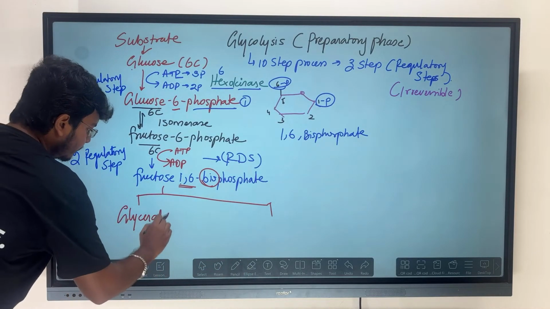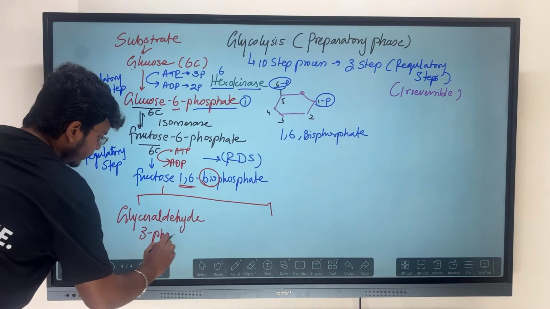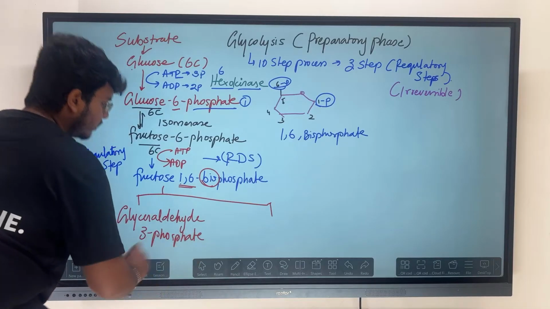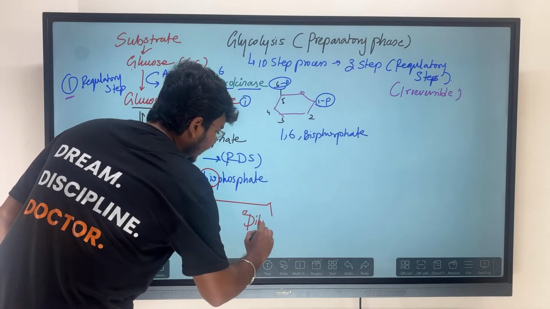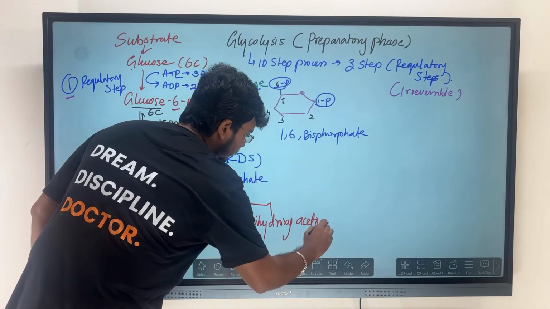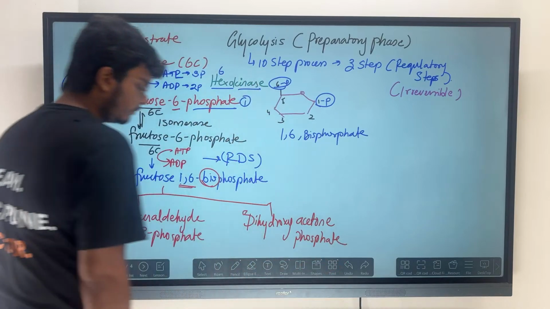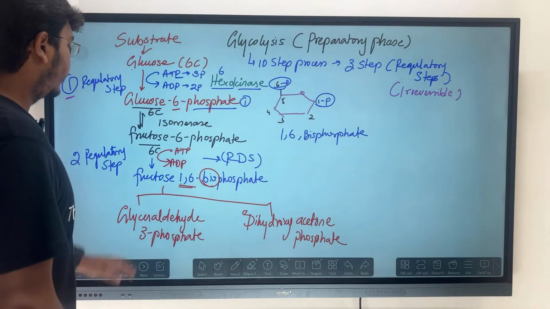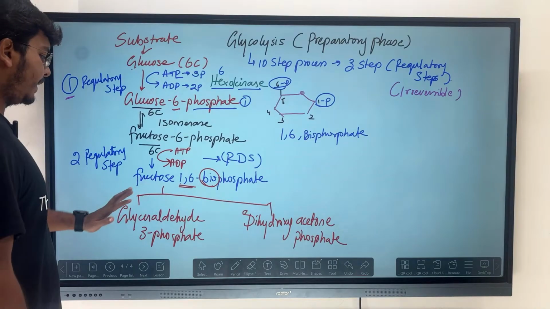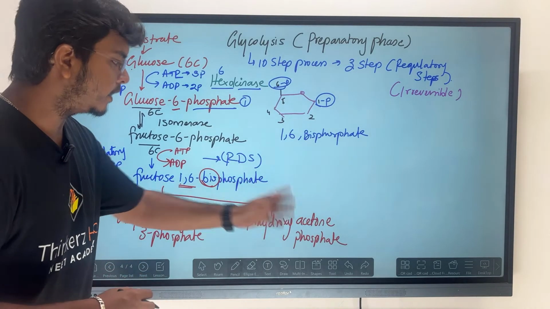glyceraldehyde 3 phosphate or dihydroxyacetone phosphate. Okay, this fructose 1,6 bisphosphate gets divided into glyceraldehyde 3 phosphate and dihydroxyacetone phosphate.